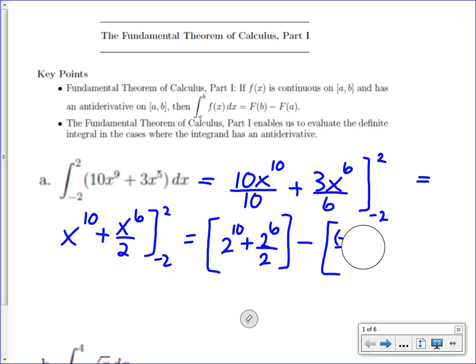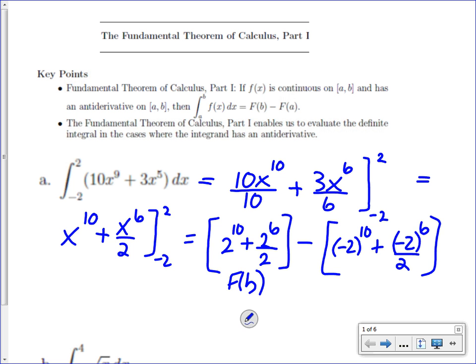Actually, don't need that fraction bar. Okay, now, these actually end up being the same value, but I hope you can see the F of b minus F of a, okay? These actually both end up working out to 1,056. So in the end, we get 0.